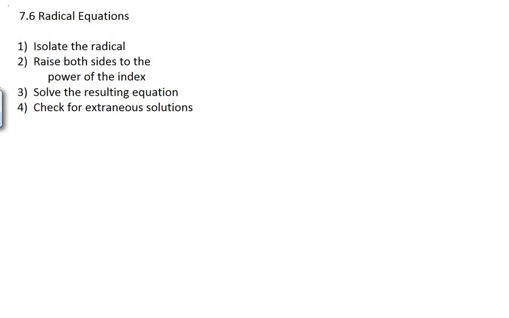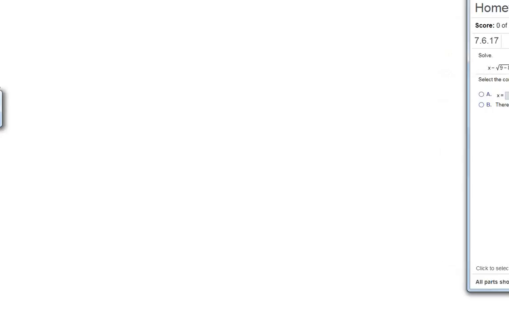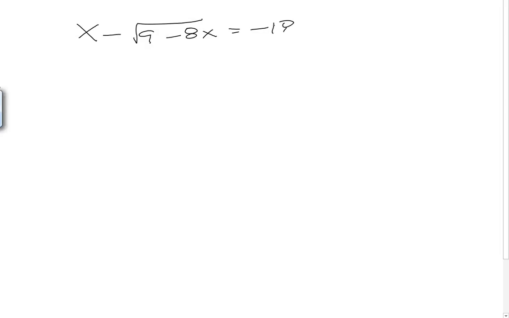All right, so let me show you a few different types. Actually, let me just show you the type that's on the pre-problem of the day, and then that way you can practice. So maybe we have something like x minus the square root of 9 minus 8x equal to negative 18. Let me make that radical a little bit bigger so you see that 9 minus 8x is all under the radical.